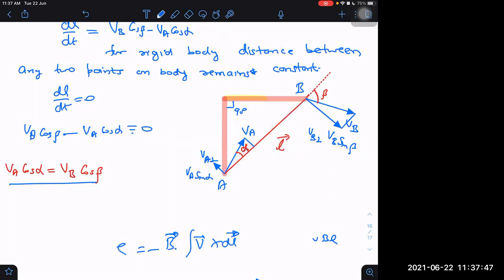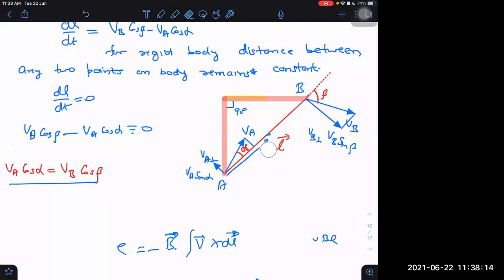If you are not sure whether it is linearly varying or not, do one thing: take a point here in the length vector at a distance x and find out what the velocity is at that place. You will come to know that it will be a linear function of x. This velocity will be a linear function of x. So we can say it is linearly varying.